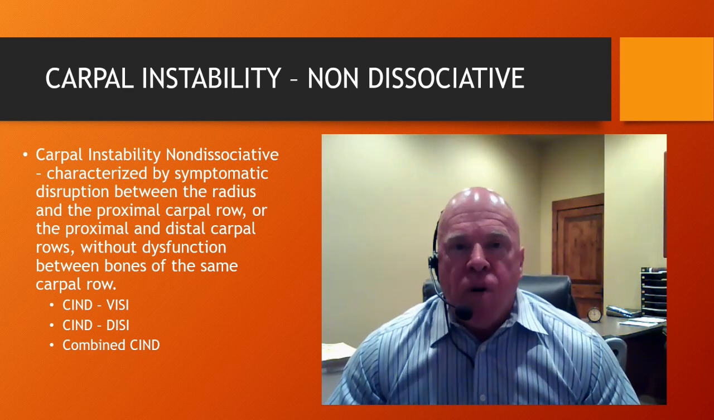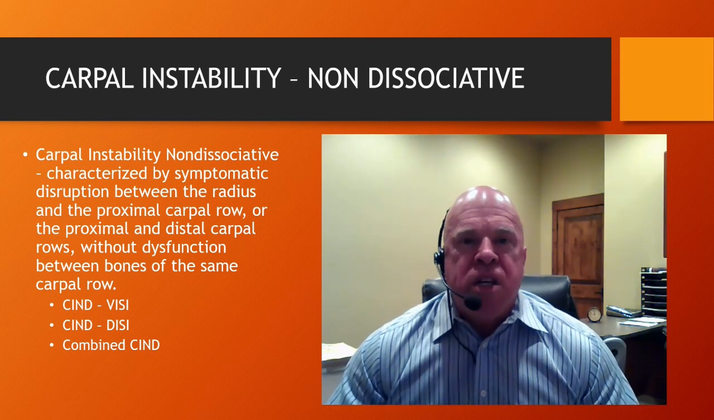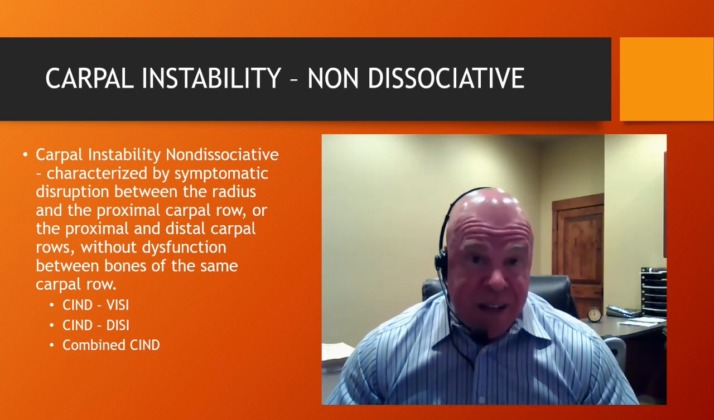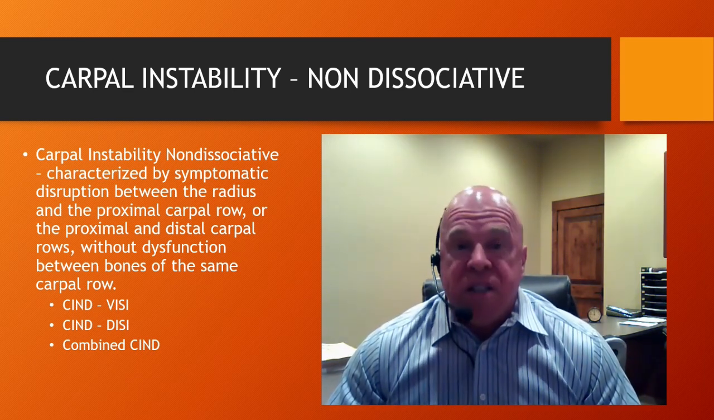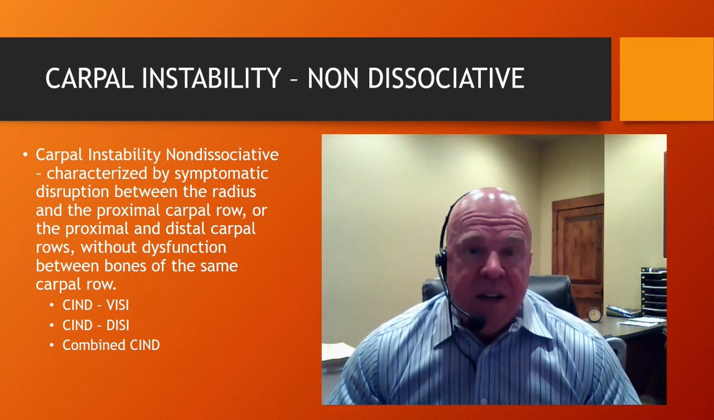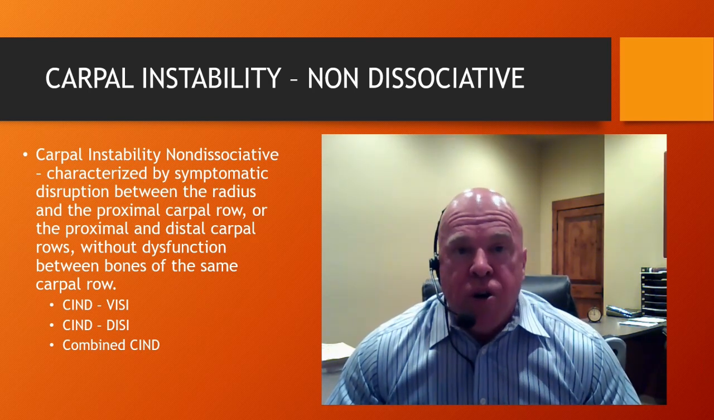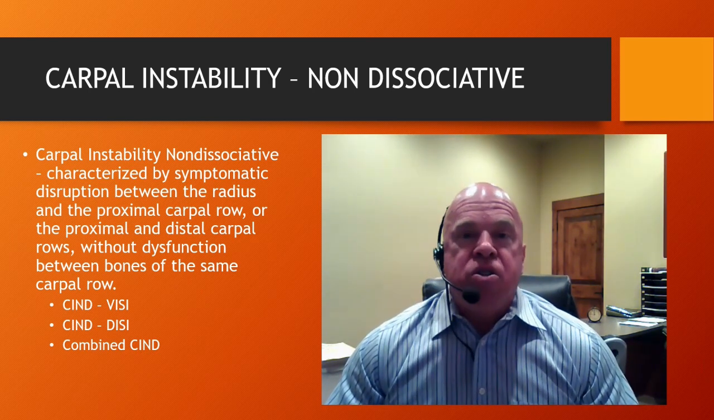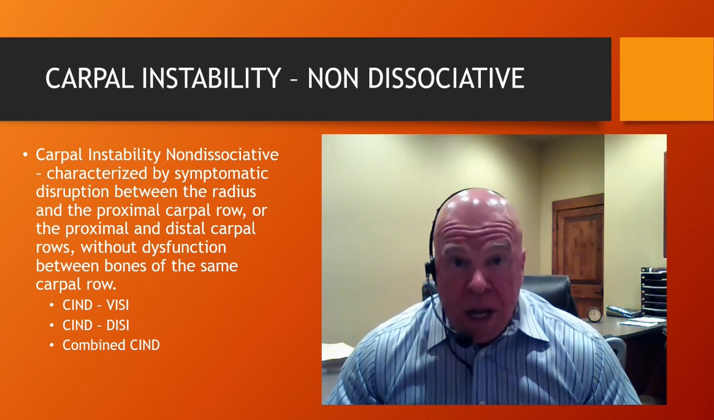In the DISI deformity, the opposite exists, where the lunate bone is extended dorsalward, excessively extended dorsalward. So the key bone in these instability patterns is the lunate bone.